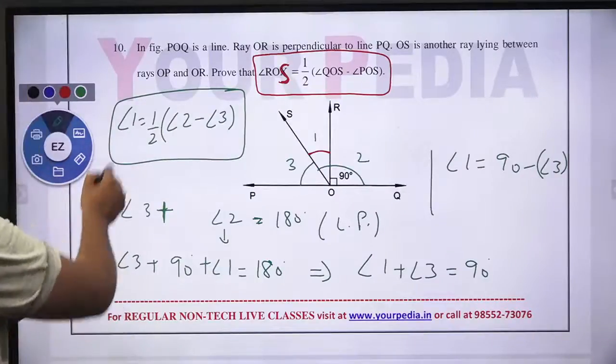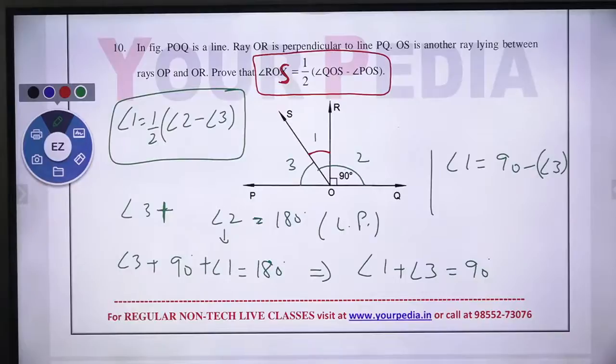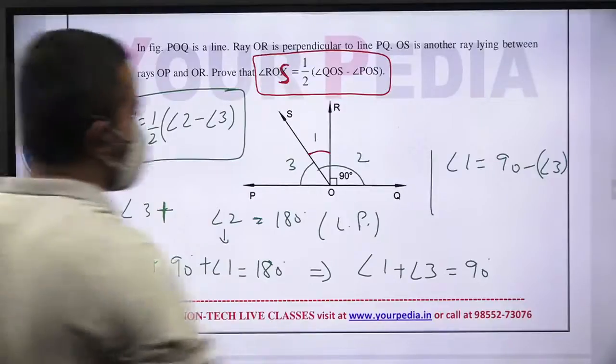So this, on further simplification, we need to find out that angle 1 is equal to half of angle 2 minus angle 3, that is, QOS minus POS, and this is ROS, angle 1. Okay, so angle 1 plus angle 3 is 90.